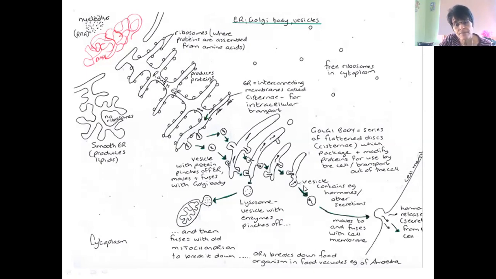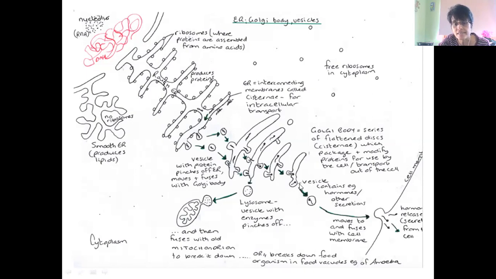So then the other function is when the vesicles break off and the proteins in them are for secretion, like hormones secreted or enzymes secreted by the cell for digestion. I've said here, the Golgi body is a series of flattened discs called cisternae, which package and modify the proteins for use by the cell or transport out of the cell.